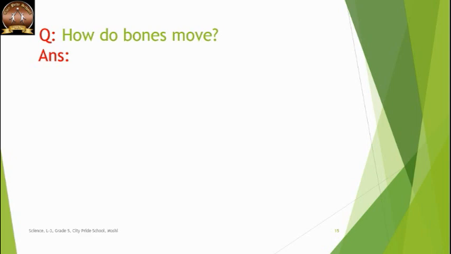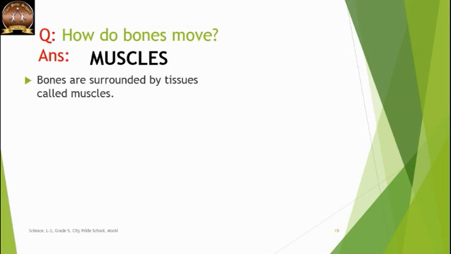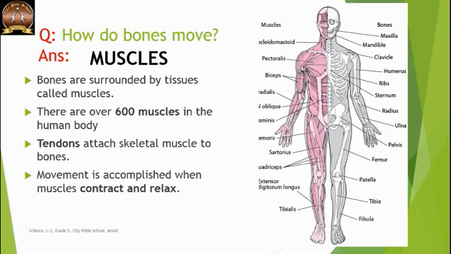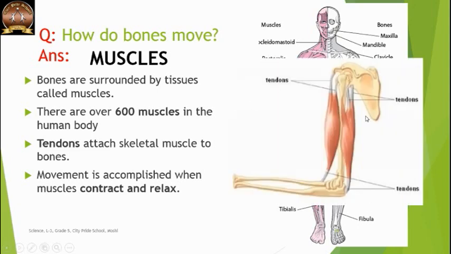Now comes the question, how do bones move? The movement of bones are powered by muscles. Bones are surrounded by tissues called muscles. There are over 600 muscles in the human body. Tendons attach the skeletal muscle to bones, and movement is accomplished when the muscles contract and relax.